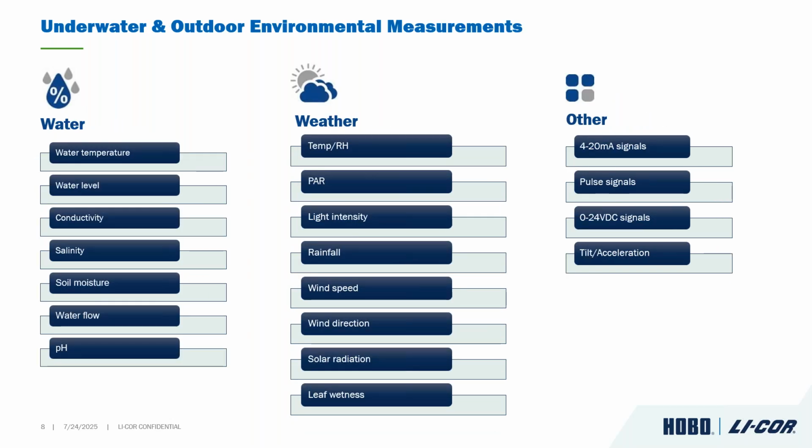We also have a few underwater and outdoor environmental measurements, which we won't focus too much on for building performance, but you might find some useful applications in wastewater and runoff monitoring for our water measurements. For the weather, you might find the environment in and around your building useful to monitor, such as green roof monitoring. And some of the other parameters that we offer include our third-party sensors, which have 4 to 20 milliamp or 0 to 24 VDC signals, which can be incorporated into our loggers and our software.